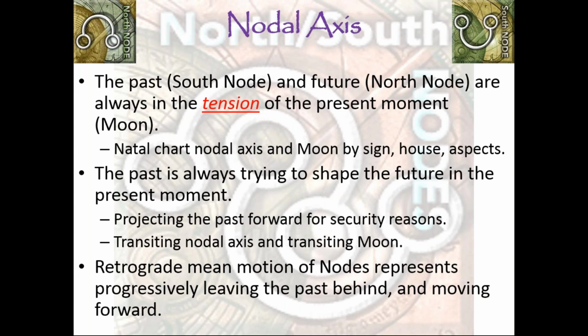When these two nodes, points in space, are exact opposite all the time. The rest of the planetary nodes are not exactly opposite. It's a subject for another day. The moon's nodes are always exactly opposite each other. So there's that tension that comes through. You can see then what we want, that retrograde motion of the nodes, to help us leave that past behind and move forward.